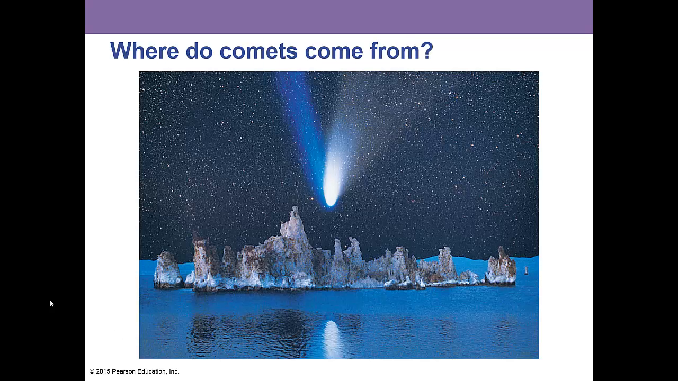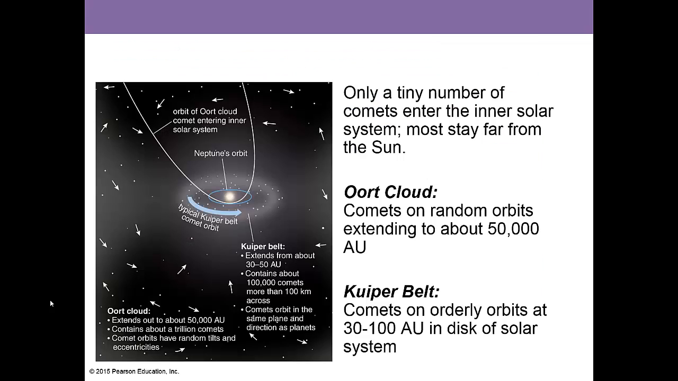So where did the comets come from? Well, only a tiny number of comets enter the inner solar system. Most stay far away from the sun. And the Oort cloud and the Kuiper Belt is where the two come from. Comets in random orbits extending to about 50,000 AUs are from the Oort cloud. That's where Hyakutake came from. And the Kuiper Belt has a lot closer comets, 30 to 100 AUs, in more orderly orbits. And this is where Halley's Comet came from.